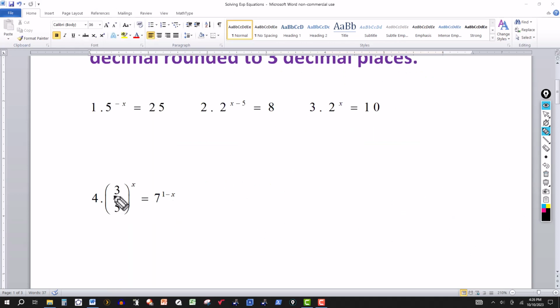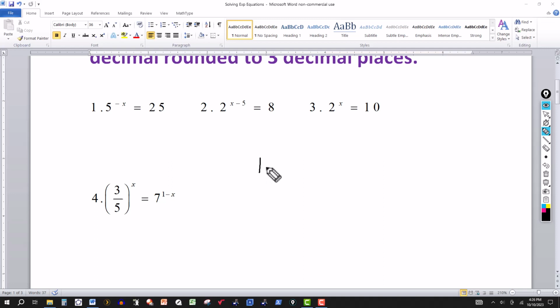So for number 4, you can see the base on the left side is 3/5, taken to the x power. On the right side, the base is 7. Again, there's no way I can get the base the same. So when you've got something like this, the only thing you can do is take the log of both sides.